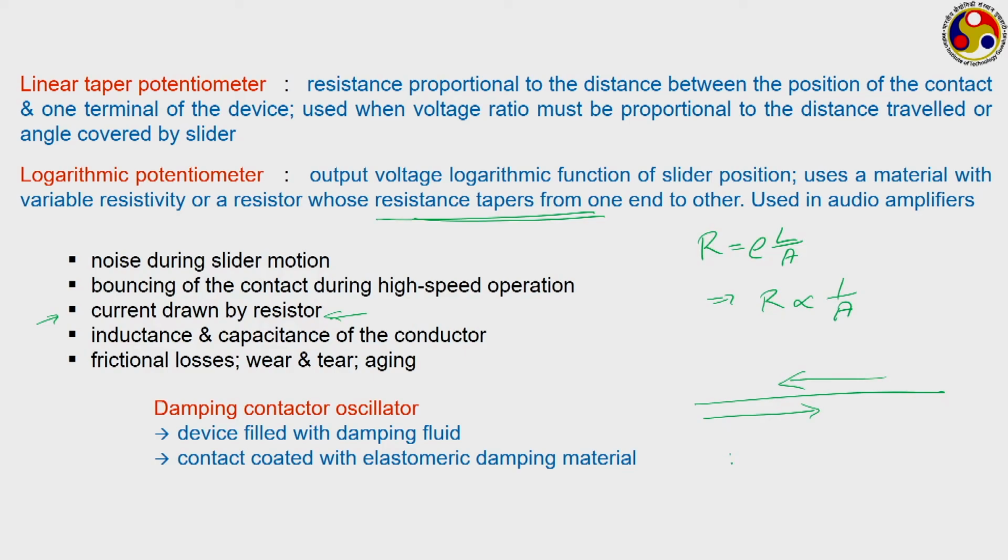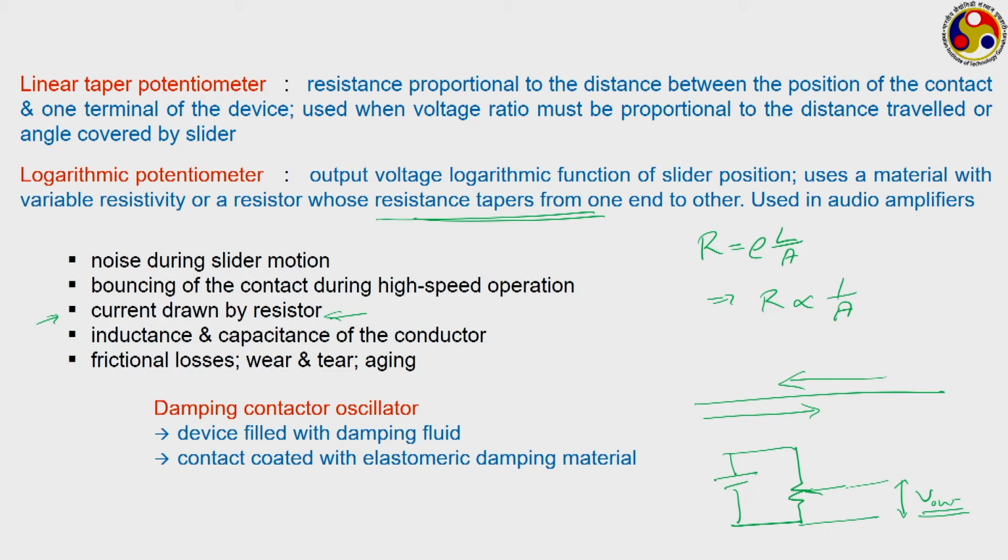Now we go to this particular point, current drawn by the resistor. We are saying that we are applying certain kind of voltage, and this is your resistor coil, and as the sliding contact keeps on moving over this, we get the output voltage. But somehow we have to measure this V out, and then only we shall be able to get an idea about the displacement.